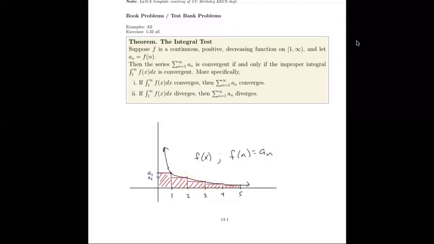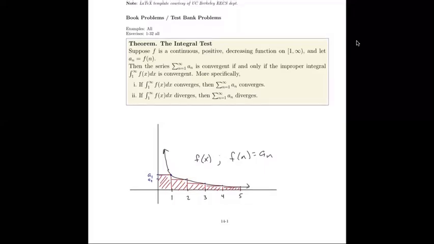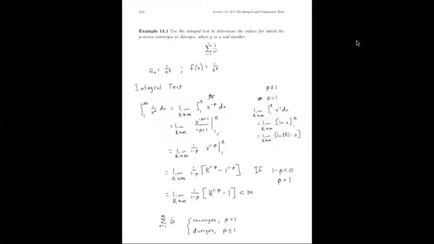So that's about as theoretical as this section is going to get. From here, we're going to use the integral test once, and then we're going to establish convergence and divergence for the p-series.